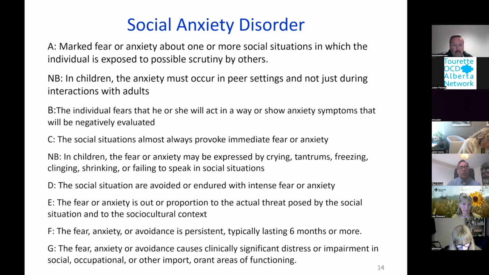So here's an interesting criteria. The anxiety must occur in peer settings, not just during interactions with adults. That's kind of a specifier for kids, which is an interesting one. So it has to be somewhat generalizable and include those peer settings.